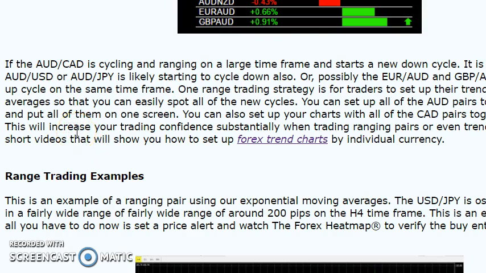Okay, and remember, this works for 28 pairs. The USDCAD is just our example pair, but you can translate this over to 28 currency pairs.